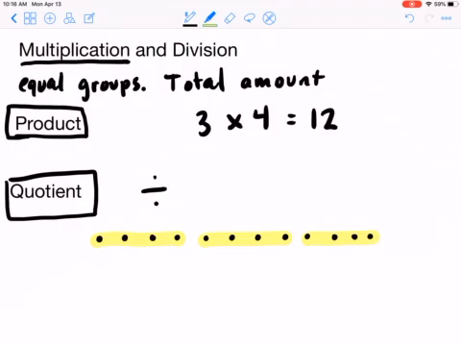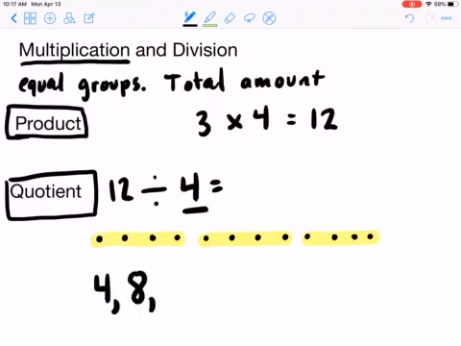How does this translate to the skip counting? Well, let's show you. So 12 divided by 4. I have 12 objects, and I put them into groups of 4. So I'm going to skip count by 4 until I get to 12. So 4 plus 4 is 8. 8 plus 4 is 12.